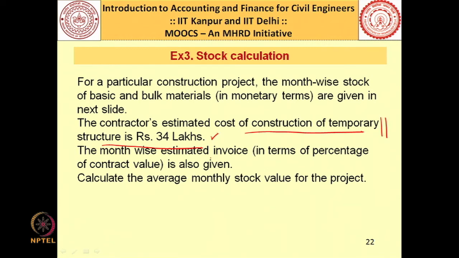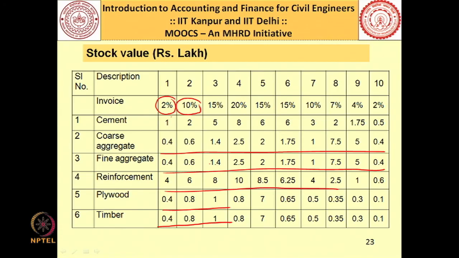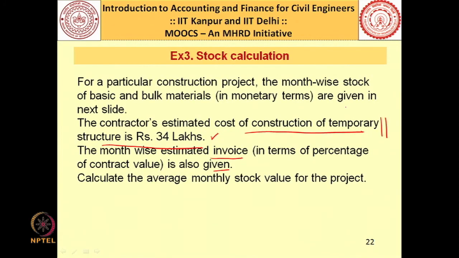The month-wise estimated invoice is also given. So, that means how much billing we are going to do every month is also estimated. For example, if you see month 1 I am going to invoice 2%, month 2 again 10%, month 3 15%, month 4 20%, month 5 15% and so on. Now, I have to calculate the average monthly stock value for this particular project.